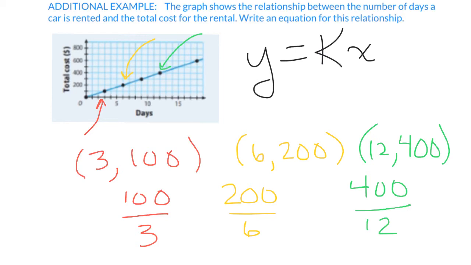So when you go through these and you simplify them, this is going to stay 100 over 3. This is going to become 100 over 3. And this will become 100 over 3 because you divide those all by 4.